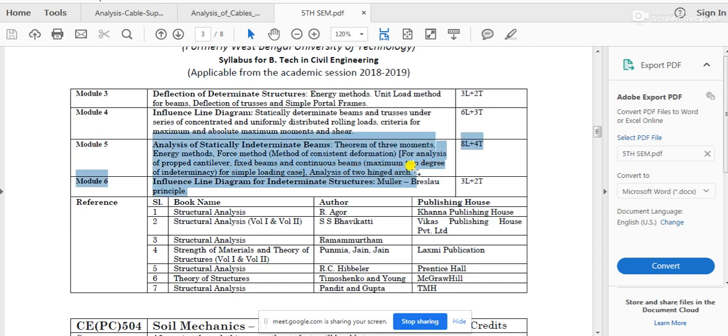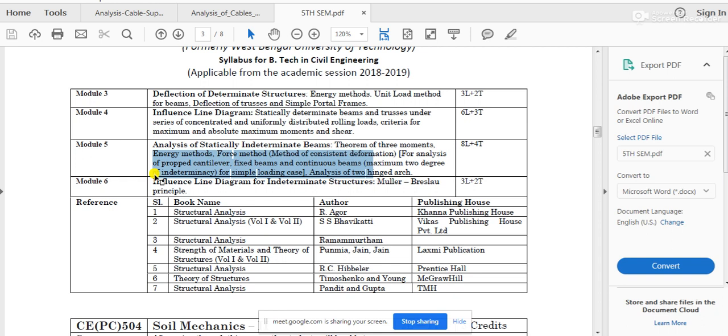The theorem of 3 moments and energy methods, madam has discussed many things. So I'll first go to the force method, or method of consistent deformation, then I'll come to the theorem of 3 moments. Using the force method of analysis we will see how to analyze a propped cantilever, a fixed beam, and a continuous beam, and how to analyze such structures using the theorem of 3 moments also. Maximum 2 degrees of indeterminacy, as is given in the syllabus.